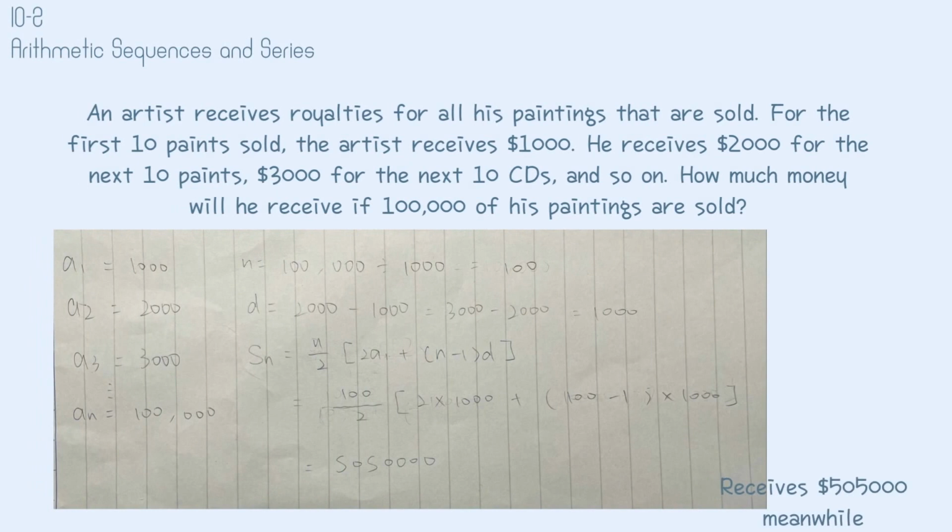According to the question, we know A1 equals 1000, A2 equals 2000, and A3 equals 3000. d is 2000 minus 1000, equal to 1000, but this time it's asking for the sum, and we don't know the last term, so we use this formula I wrote below. The n might be 100,000 divided by 1000. Then we put all the numbers we got in, and then got the answer, $505,000.